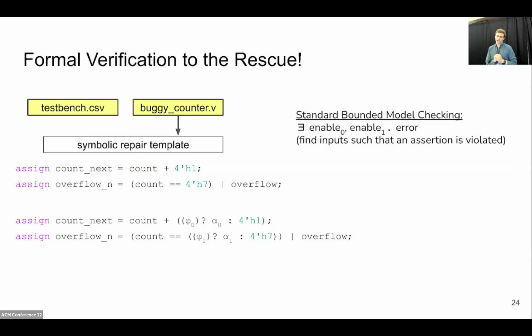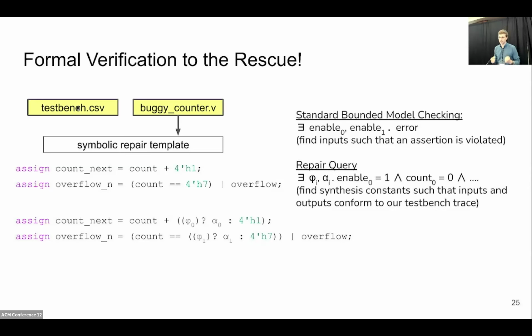If you do bounded model checking nowadays, what you do is you unroll your system for k cycles, and then you ask an SMT solver, many times, if there exist inputs such that the system does something that violates an assertion. In our case, we actually do know all the inputs and we do know all the outputs because we're provided with this test bench trace. And so our repair query says, does there exist an assignment to the synthesis variables such that the input and output constraints of this test bench are abided by? And this is the basic repair query, which does not restrict the number of changes right now.